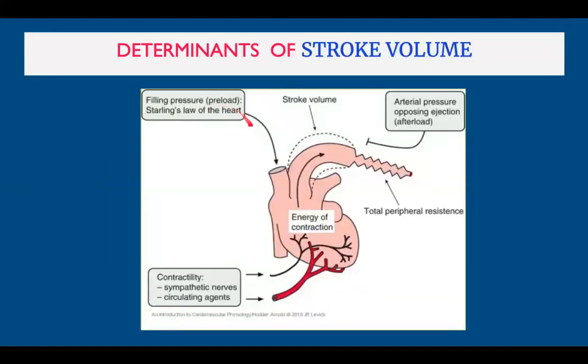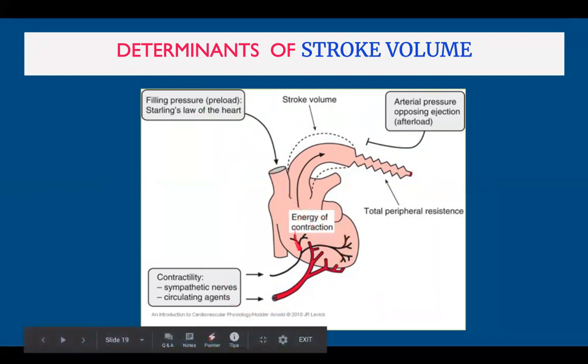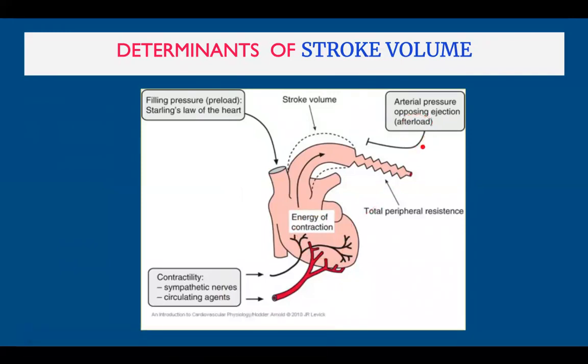So the filling pressure, that is the end diastolic volume, which is determined by Frank Starling's law of heart, myocardial contractility, and the arterial pressure, or the afterload, which opposes ejection, are the main determinants of stroke volume.